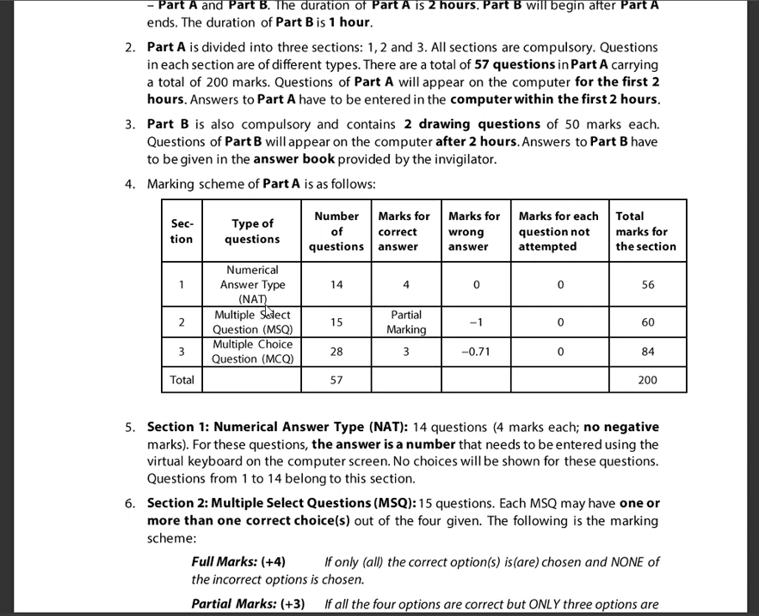So this is NAT for UCEED, and the second section is MSQ. MSQ is multiple select question. A total of 15 questions are asked, and it has partial marking. And if the answer provided by you is wrong, then there is -1 negative marking also. The total number of marks that the MSQ section carries is 60, right? So what is partial marking?